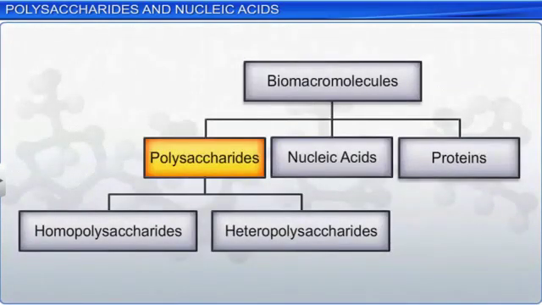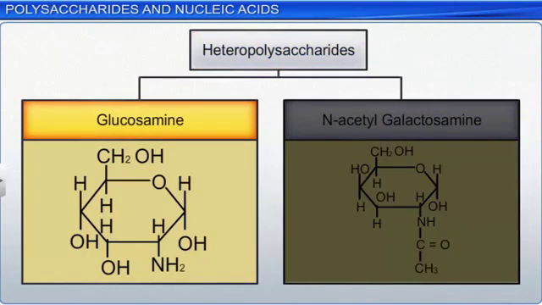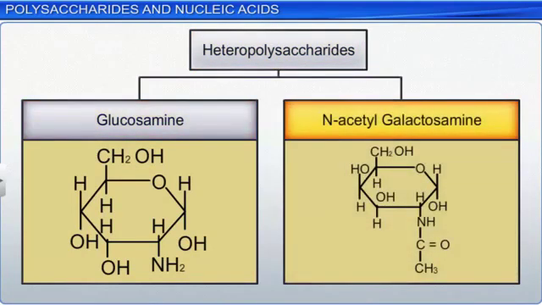Polysaccharides which are formed of more than one type of monosaccharide unit are called heteropolysaccharides or simply heteropolymers. They are complex in nature, with amino sugars and chemically modified sugars as building blocks. Glucosamine and N-acetyl galactosamine are examples of heteropolymers.